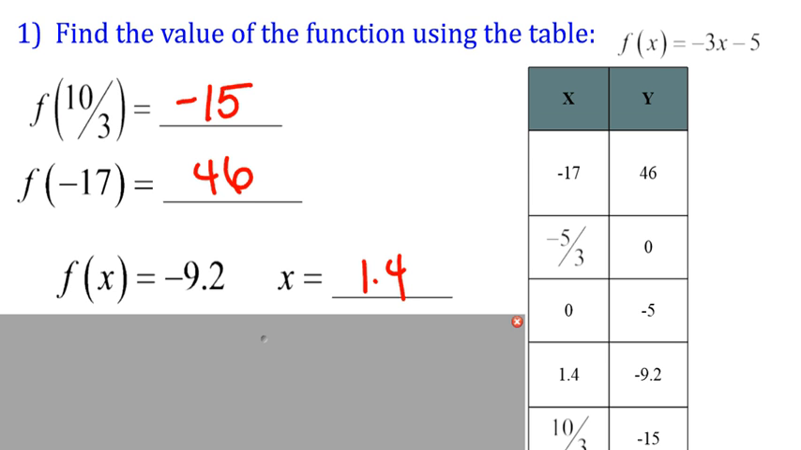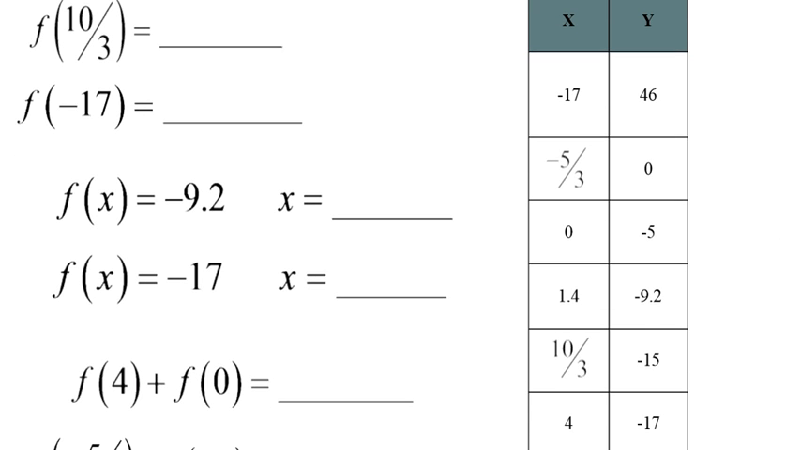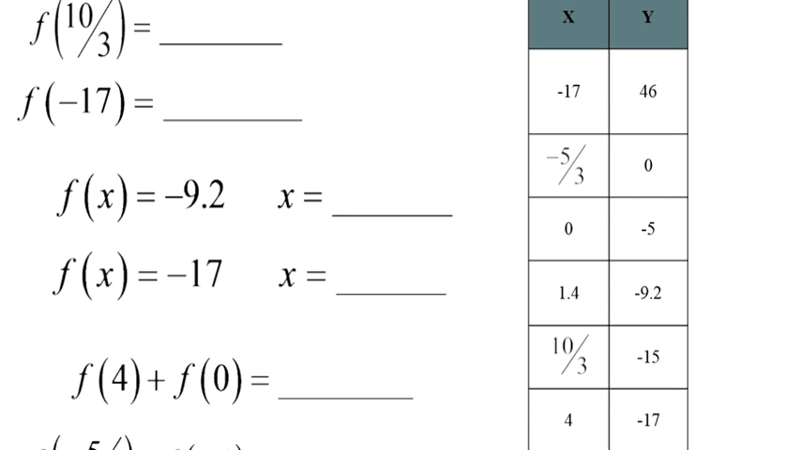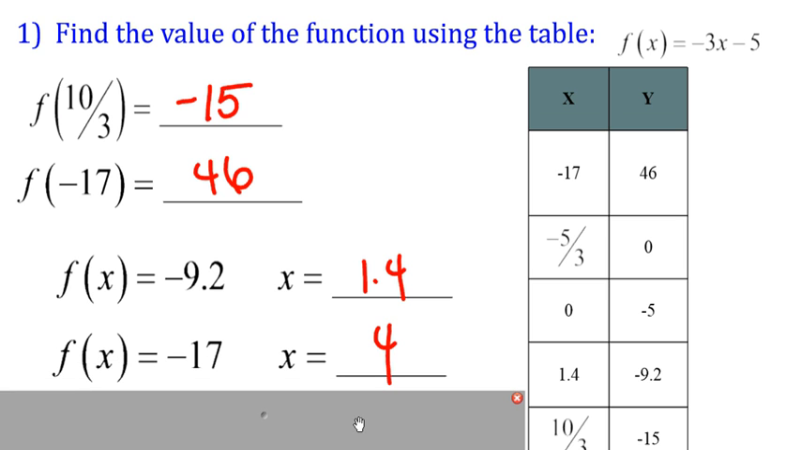All right, let's have you try the next one. f of x equals negative 17. x equals what? Since negative 17 is the output, what input goes with it? 4. So we have x equals 4.